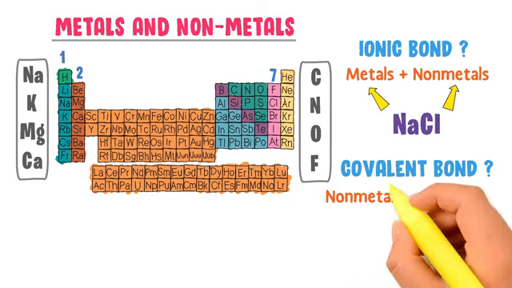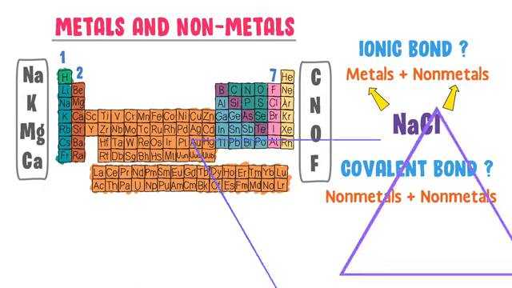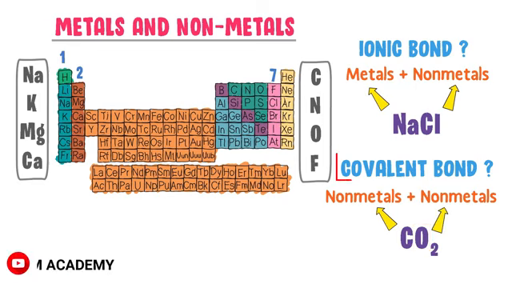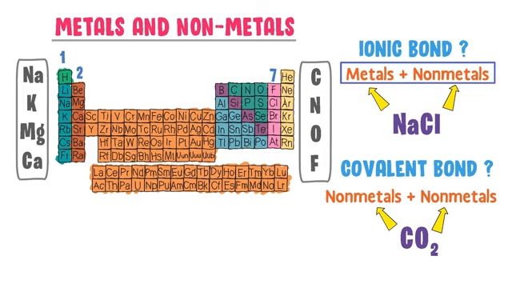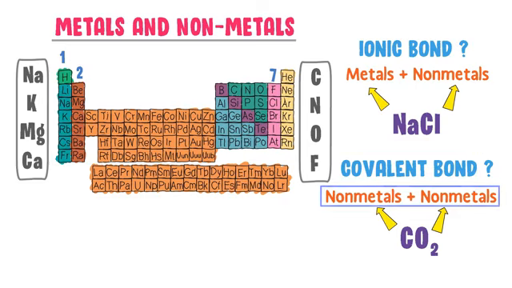Secondly, when non-metals plus non-metals combine chemically, they form a covalent bond. For example, carbon dioxide. Here, carbon is a non-metal and oxygen is also a non-metal. Hence, there is a covalent bond between them. Thus, remember that an ionic bond forms between metals and non-metals, while a covalent bond forms between non-metals.